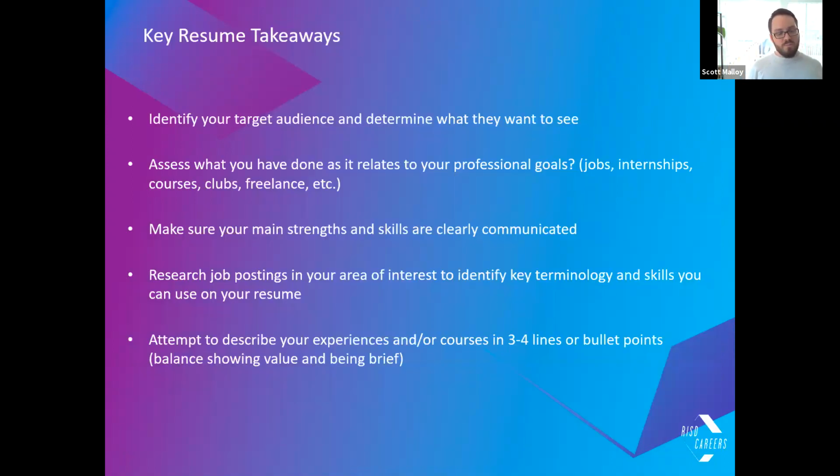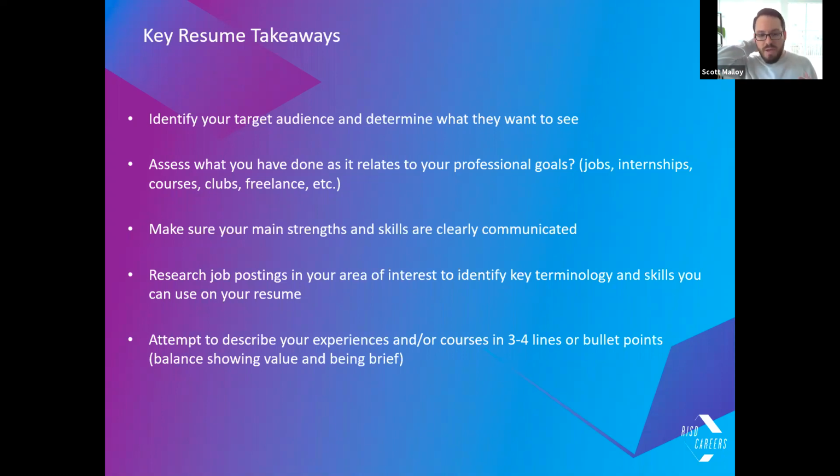So just to summarize real quick, for this kind of resume, key things to do. Identify your target audience or audiences. It's okay to have different audiences. You might craft different resumes for different audiences, but figure out who you want to be applying to, then determine what they want to see and build the resume accordingly. So you want to assess what you have done as it relates to your audience or as it relates to your goals.